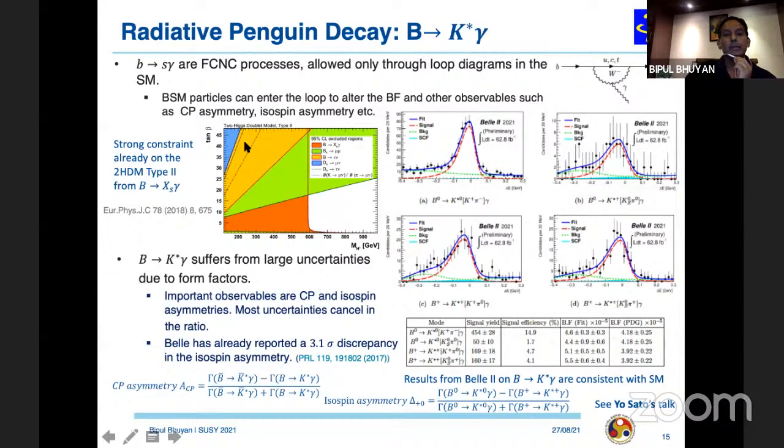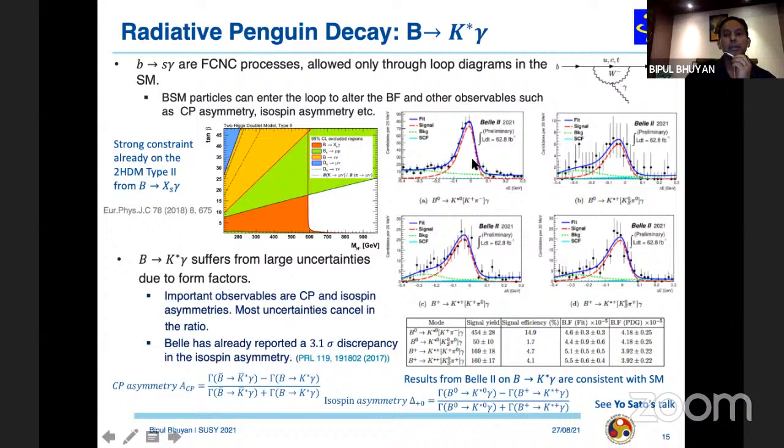But for studying the decay B to K star gamma, of course, there's large uncertainty coming from the form factors. But I think we're mostly interested in looking at the CP symmetry and also the isospin symmetry, which have been defined in this particular equation. In this ratio calculation, of course, most of the uncertainties cancel. And in fact, Belle has reported around a 3.1 sigma discrepancy in the isospin asymmetry, which was published in 2017. So I think that makes it more interesting to look for this process again in the case of Belle II.